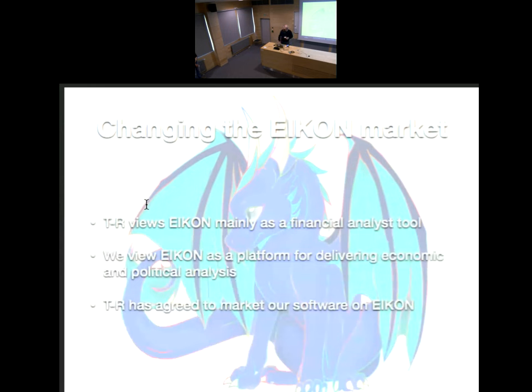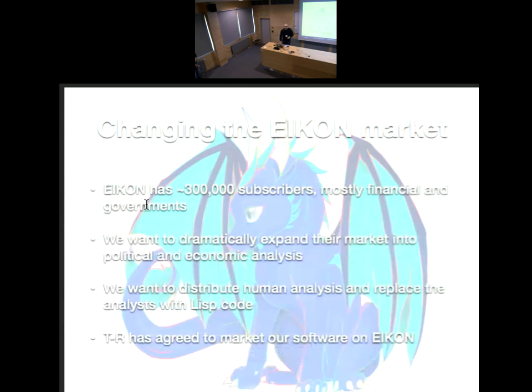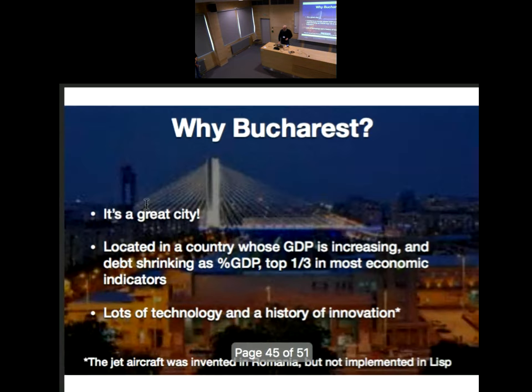Thomson Reuters is interested in expanding ICON. They have 300,000 subscribers worldwide. They figure we can pick up about 80,000 in year one. We believe that. We want to go dramatically beyond what they are now doing. We want to take the human analysis that we're now doing and replace it with robots. That's what we're doing, and we're doing it in Lisp. We're doing it in Bucharest.